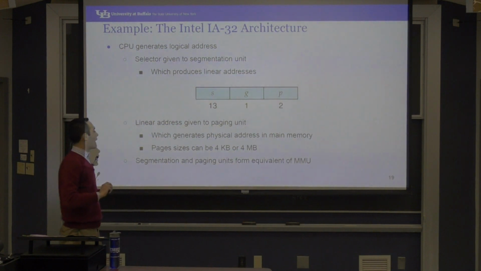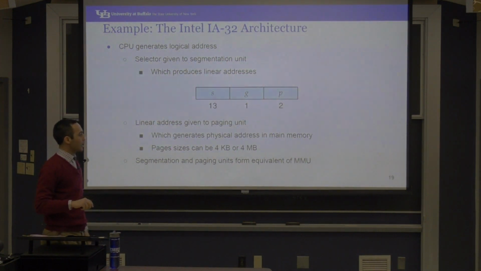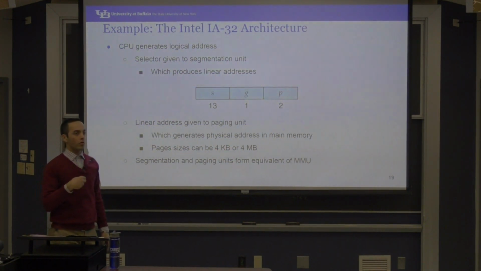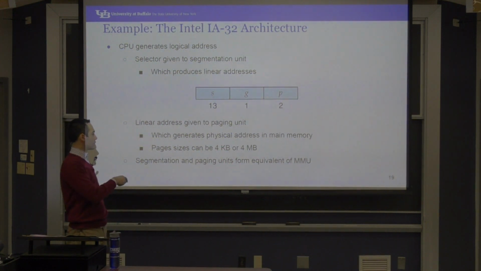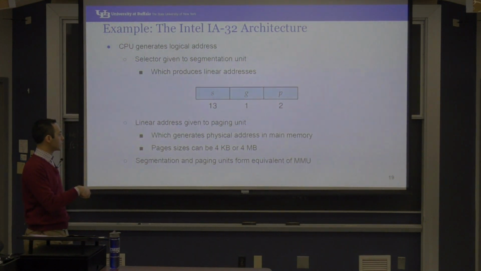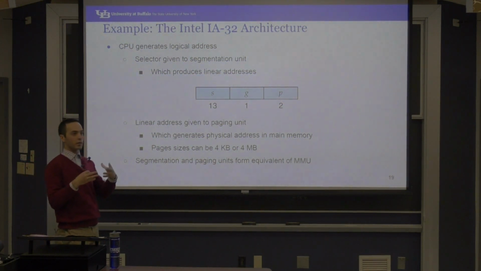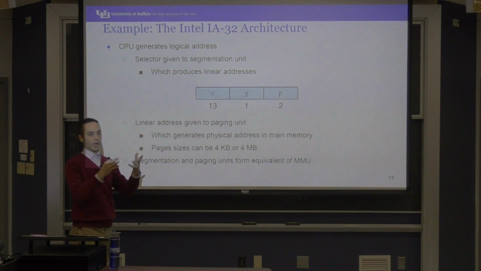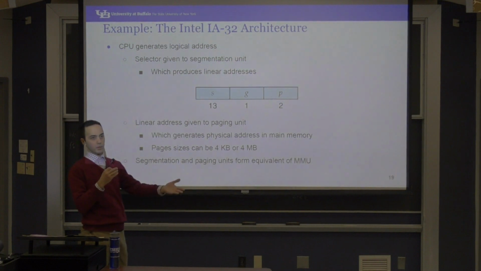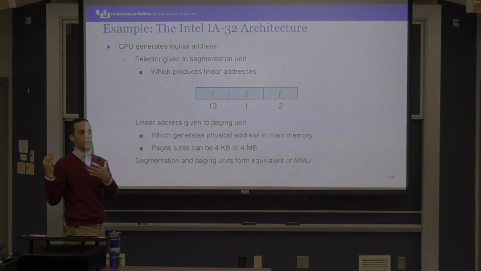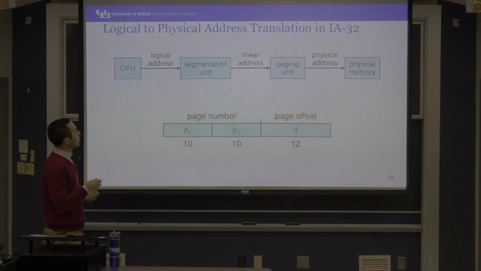Right? And also, paging, again, can be either 4 kilobytes or 4 megabytes. And the reason is, I'm going to see in a second. So the segmentation and paging units, together, they're the MMU that we've been talking about, right? How they map the reference of the CPU to the physical memory. Okay? So here it is.